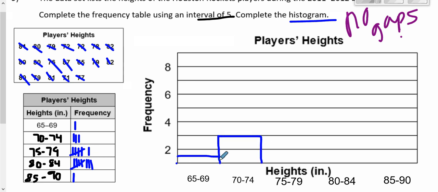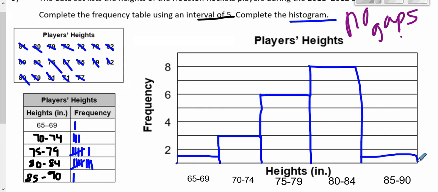Remember, no space in between the bars. 75 to 79 we have 6, so I go up to the 6 and connect that. 80 and 84 we have 8, so I go all the way up to the 8 and I'm connecting that. And then my last one would be 85 to 90. And that's only 1, so it would just be in between the 0 and the 2. That's at 1. Okay? And this is our histogram.